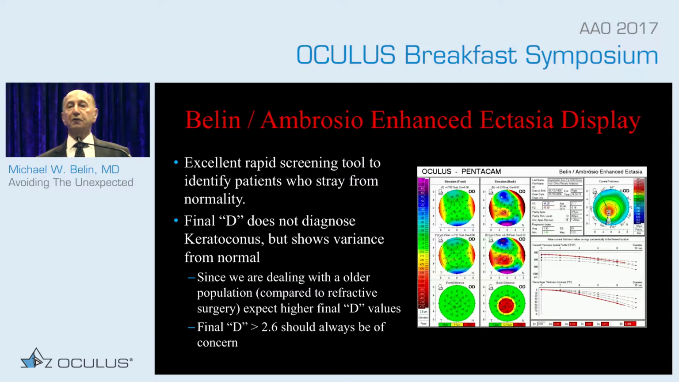Now, as opposed to refractive surgery, where most of our patients are younger and, quote, normal without pathology, in the cataract population, we're dealing with an older population. So compared to the refractive surgery patients, we should expect higher final D values. But any final D greater than 2.6 should always be of major concern. So again, the BAD display is an excellent rapid screening display just to separate your patients into normal and abnormal.